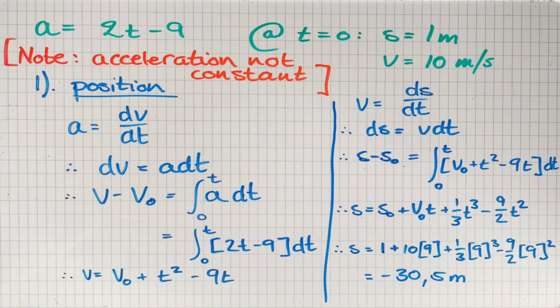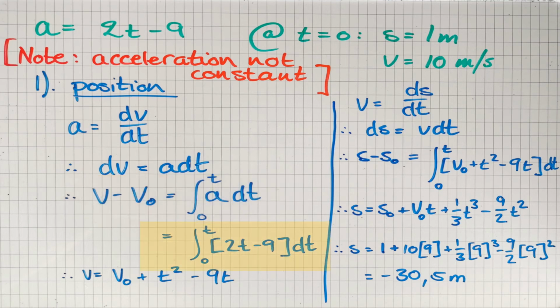So we know that a is dv/dt. So dv is a dt. We integrate on both sides. If we integrate dv between v0 and v, we get v minus v0. And on the right hand side, we integrate a dt from 0 to t, but this time we cannot take a out because a is not constant.